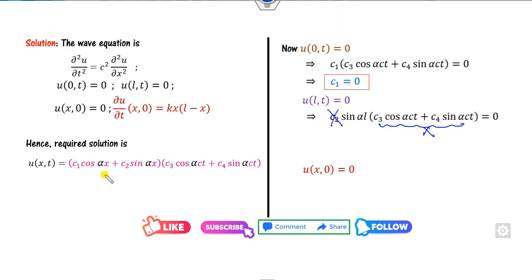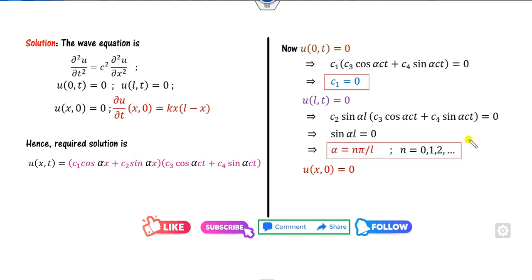C2 can never be 0, because if C2 is 0, C1 is already 0, so therefore u will be 0. So this implies sin alpha L will be 0. If sin alpha L is 0, alpha L will be n pi. So can you find the value of alpha? It is n pi over L, where n starts from 0, 1, 2, and so on.